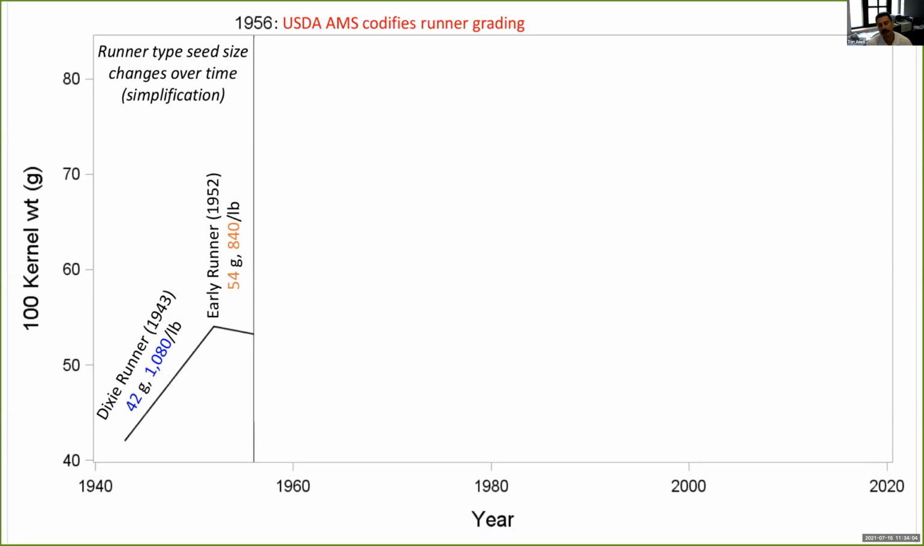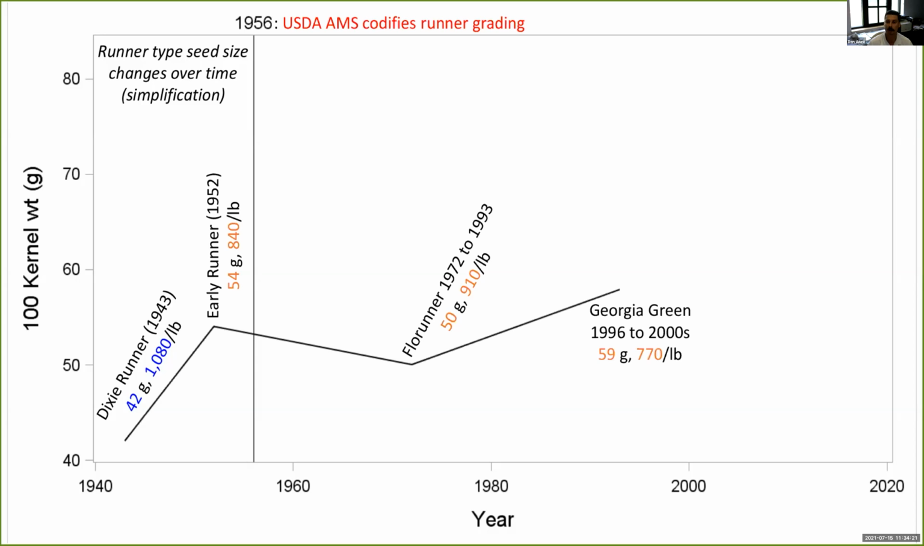Right after that, 1956, USDA AMS codified the runner grading system. And then at the end of the 60s, man goes to the moon and Florunner lands on the scene. For the next 2 decades after that, it was the major market type for runners in the US, still sitting at about 50 grams per 100 kernels. At the end of the 1990s and even through the early 2000s, the next cultivar, Georgia Green, was still sitting right about that same seed size, right about 59 grams. So not a whole lot of change overall so far.